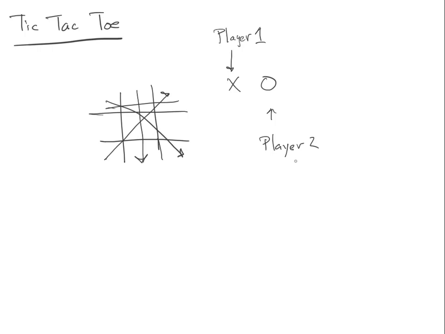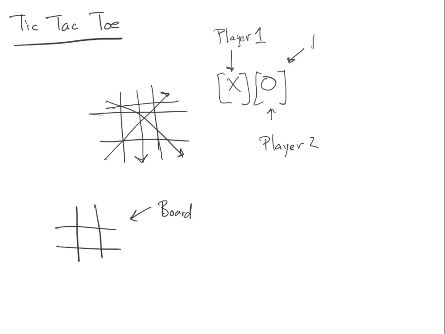So, okay. Let's try what we know. When we're coming up with a design for the game, we know three quick things right here. We know that we have a board, right? And we know that we have two items that represent a player, and we can call these pieces if we want to.